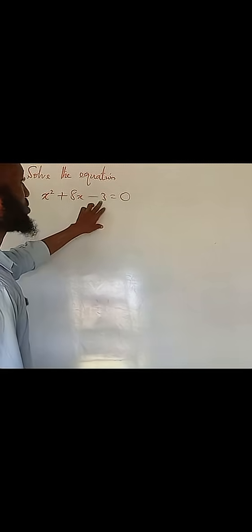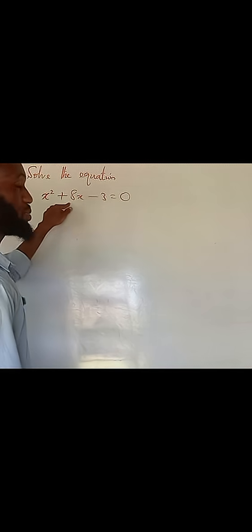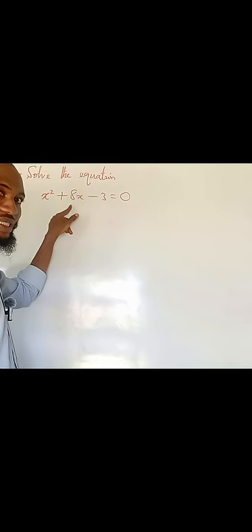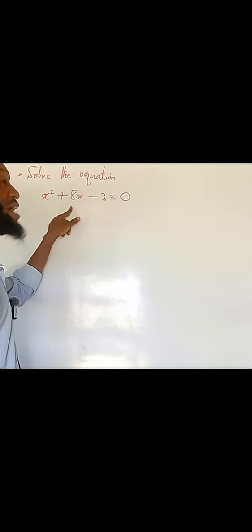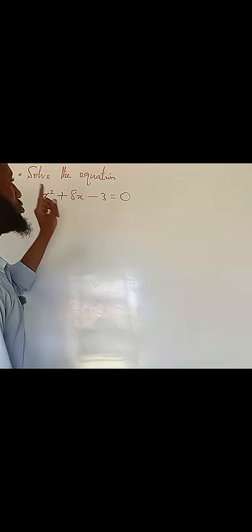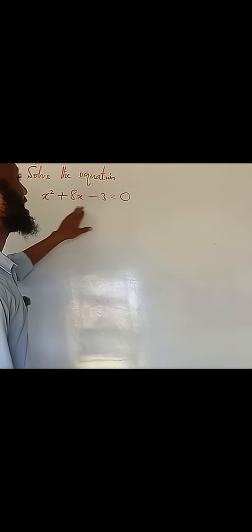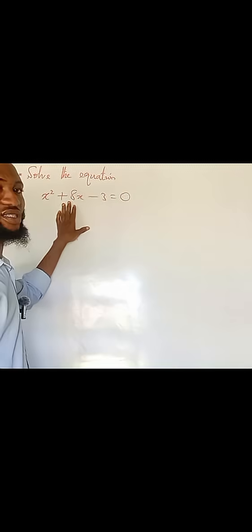Is there any number that when you multiply them you get minus 3, and when you add them you get plus 8? You think from today till next month there's no factor of that. There are no integers that multiply to minus 3 and add to plus 8. That means we cannot use the factoring method to solve this quadratic equation.